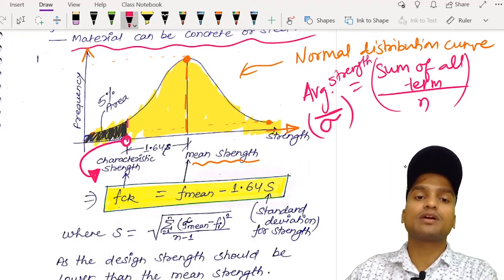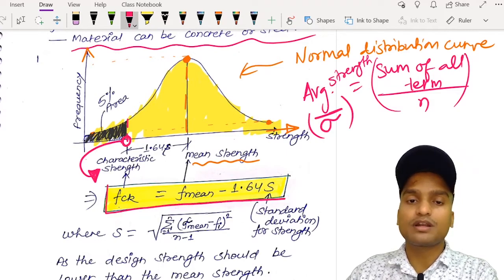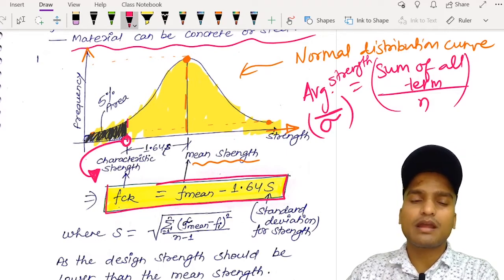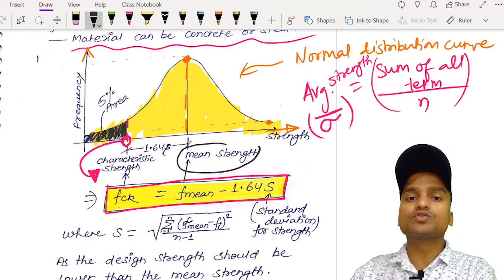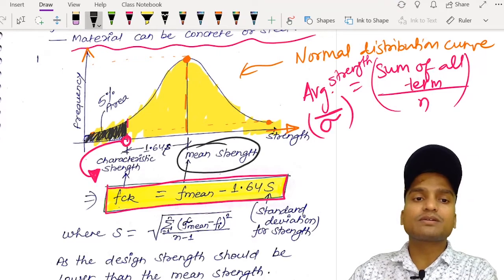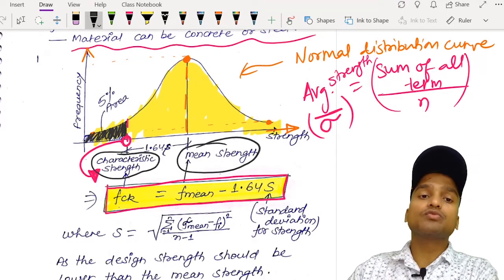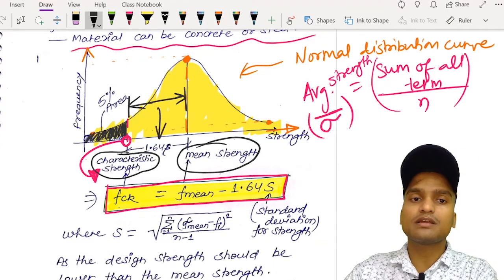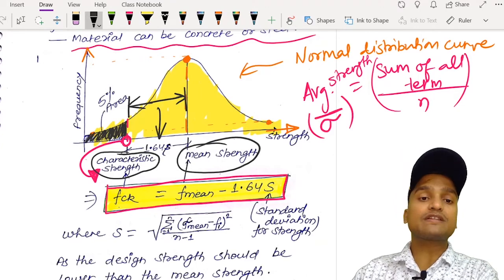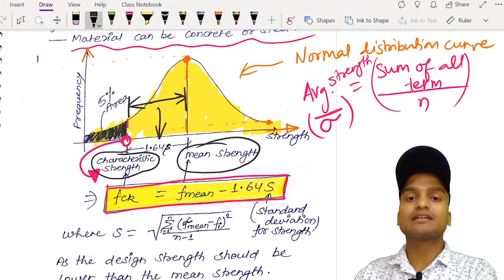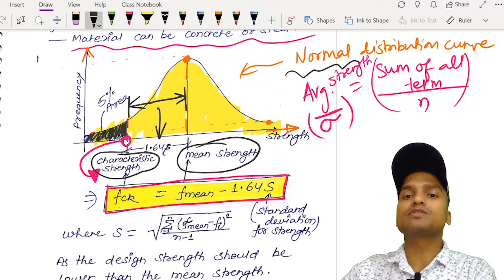fck इज इक्वल टू f मीन माइनस 1.64 टाइम्स S. एंड दिस फॉर्मूला इज वेरी ऑब्वियस. आप खुद ही सोचो कि मीन स्ट्रेंथ जो होगी वो कैरेक्टरिस्टिक स्ट्रेंथ से ज़्यादा होगी या नहीं होगी? बिल्कुल होगी. और उन दोनों के बीच का जो गैप, दिस इज इक्वल टू 1.64 टाइम्स S. अब ये 1.64 टाइम्स S कैसे आता है? दिस इज द प्रॉपर्टी ऑफ नॉर्मल डिस्ट्रीब्यूशन कर्व.